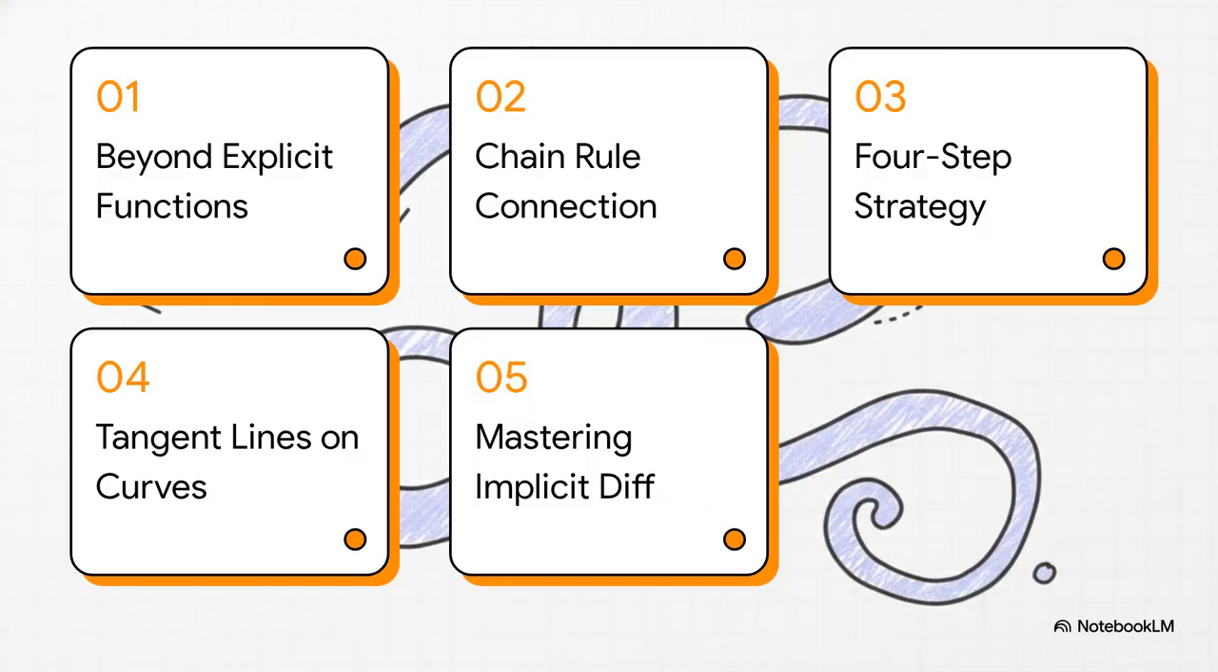Here is our roadmap for today. First, beyond explicit functions. Second, the chain rule connection. Third, the four-step strategy. Fourth, tangent lines on curves. And finally, mastering implicit differentiation.